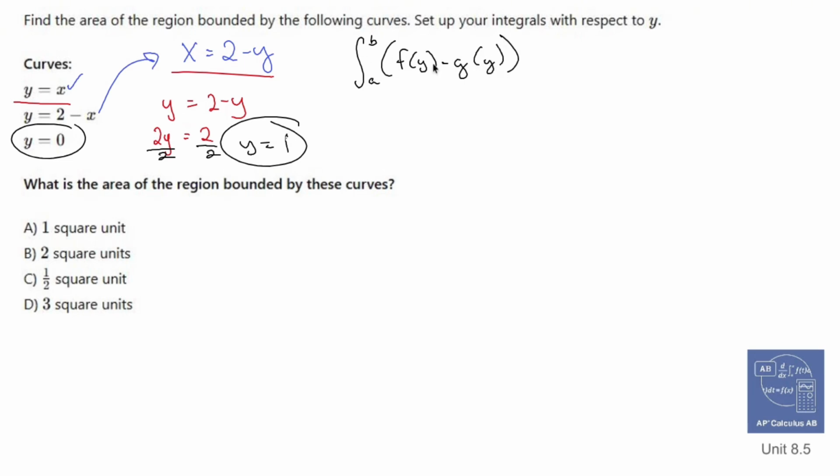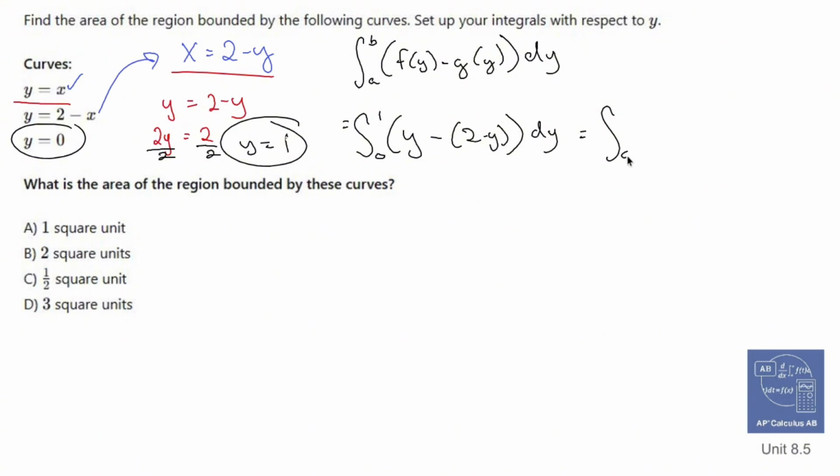Now normally I hyper-focus on which one of these is the higher graph, but I'm not going to do that here. If I end up with a negative area, I'm just going to make sure I turn it positive. We'll see what happens. I'm not scared of anything. But what I do have is the fact that my limits are now 0 and 1. That was a close one. 0 and 1. I'll call f of y, I don't know, x. Not x, y. Minus 2 minus y, close it, dy.